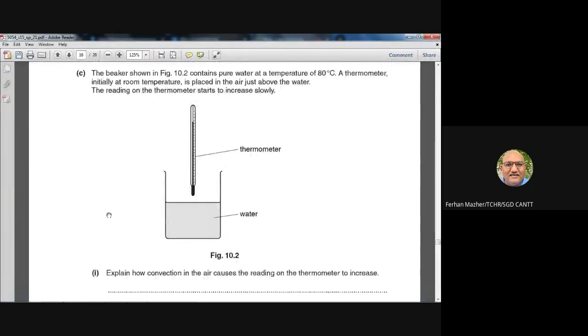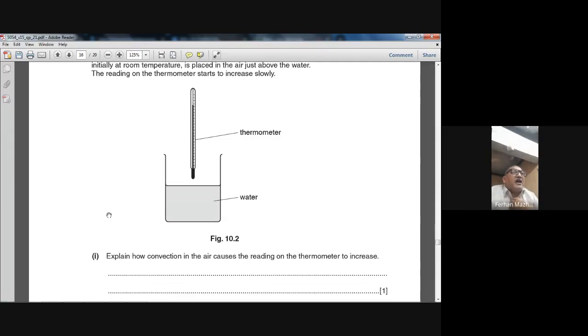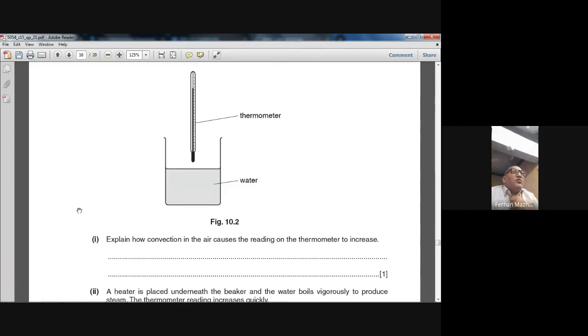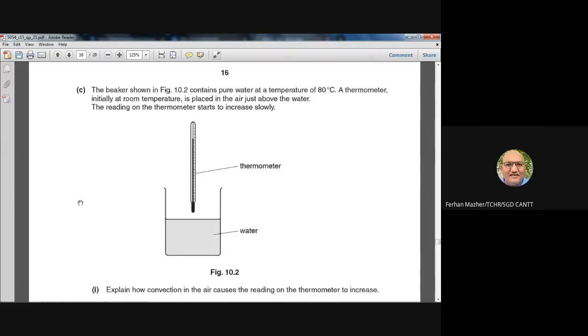Okay. Here we have the beaker shown in the figure 10.2 contains pure water at a temperature of 80 degrees centigrade. A thermometer initially at room temperature is placed in the air just above the water. The reading on the thermometer starts to increase slowly. Explain how convection in air causes the reading on the thermometer to increase. Okay, so what will happen? You see what will happen.